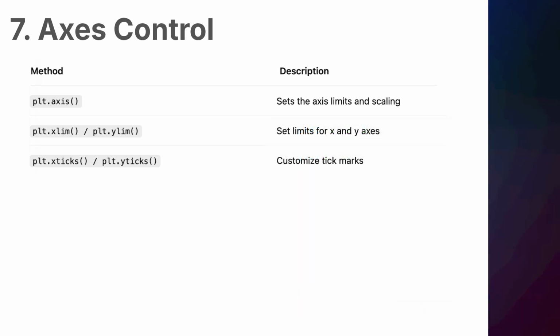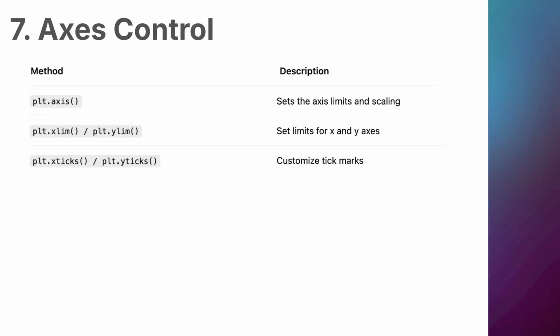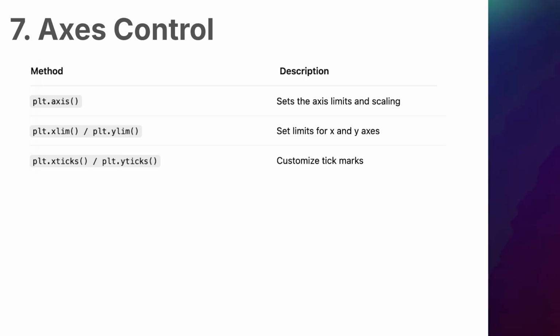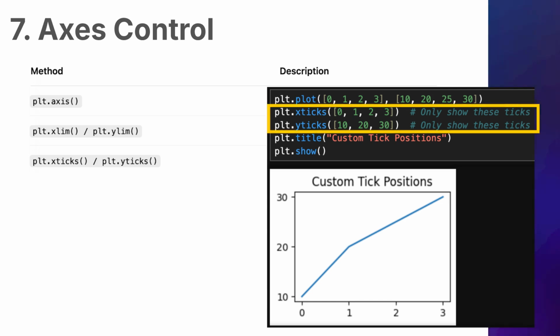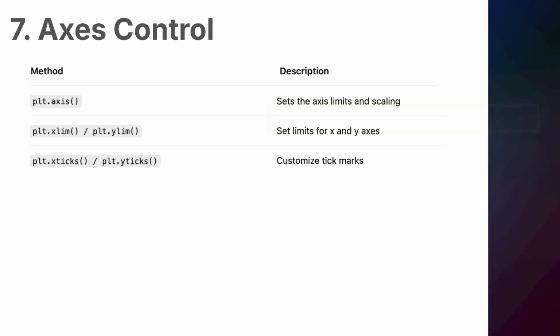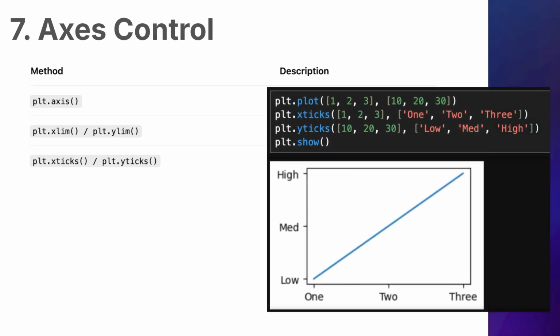Next, xticks and yticks. It lets you customize the tick marks on the x or y axis. Mainly, there are 3 ways to customize ticks. First, showing only the specific ticks. In this case, the y-axis only shows 10, 20, and 30. 25 is not displayed. The second example is changing the labels. You can replace the numbers with custom text like this.